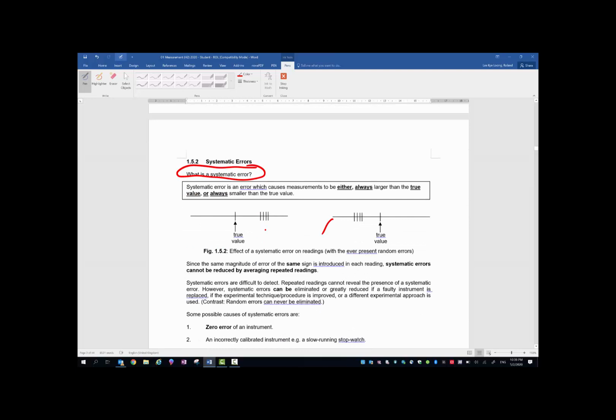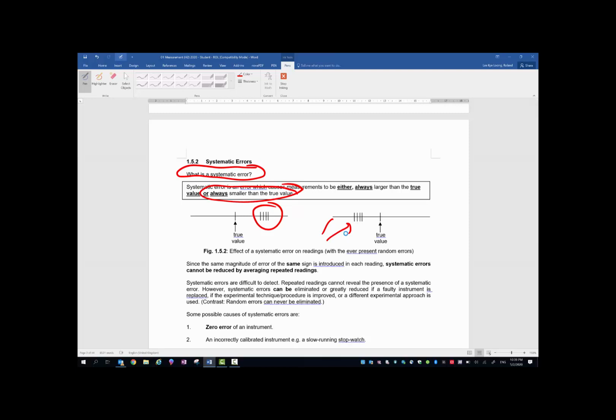Systematic error is an error which causes measurement to be either always larger than the true value. There, this is the true value, and it is always larger. So there's nothing to the left, it's all to the right. Or always smaller than the true value, which is in this case. Okay, so that is systematic error.